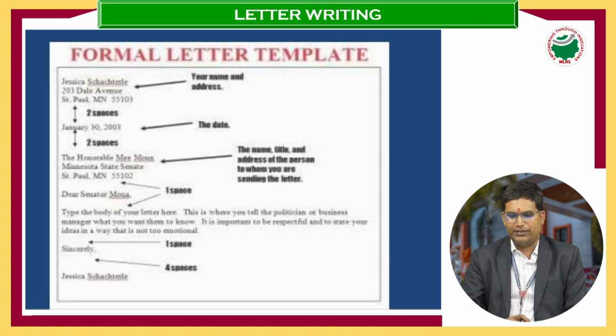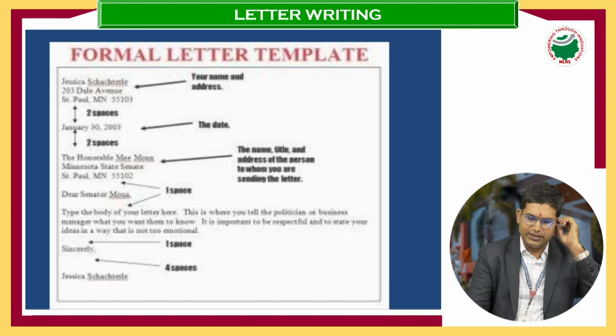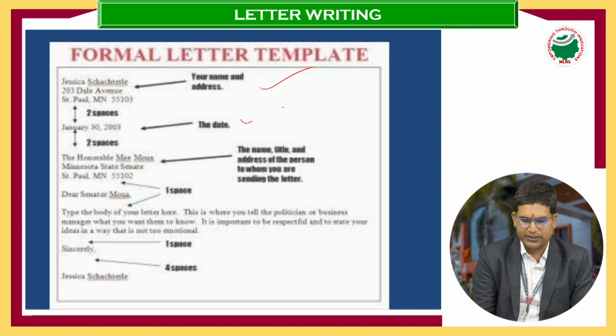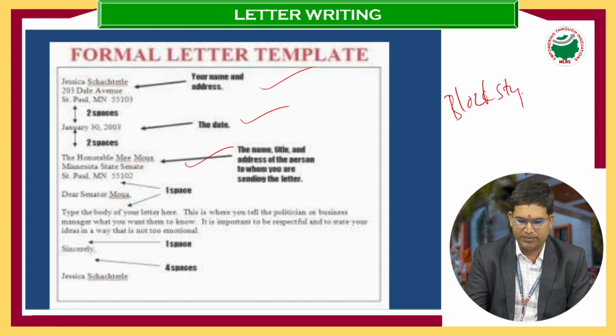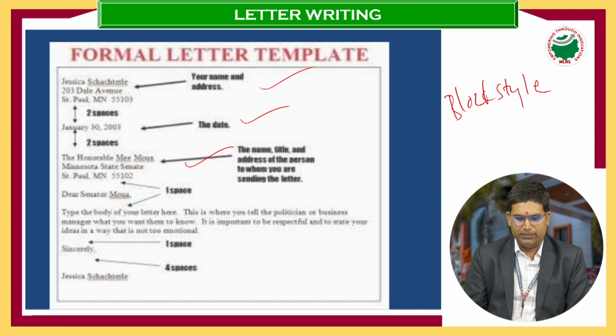Now we can have a glance at the template of a formal letter. First we have the sender's address. There are 2 spaces given for the date, and again 2 spaces for the receiver's address. Remember, the alignment is very important. This letter template is written in block style, because all elements are written in the left margin only, on one side only.